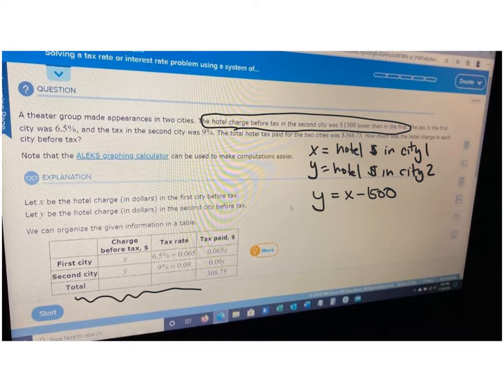So this is one equation. The second hotel was $1,500 lower than the first. And this makes sense because if this is more expensive, to make them equal, I have to subtract $1,500 off of it. So that's equation 1.